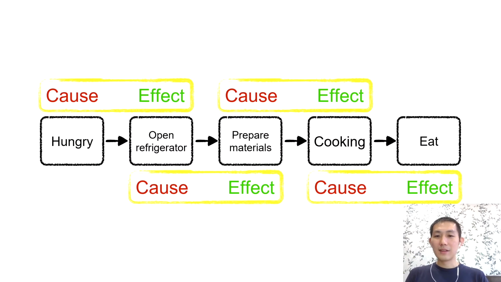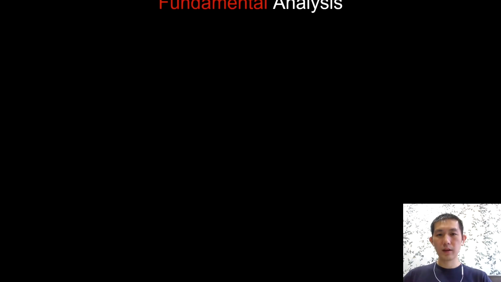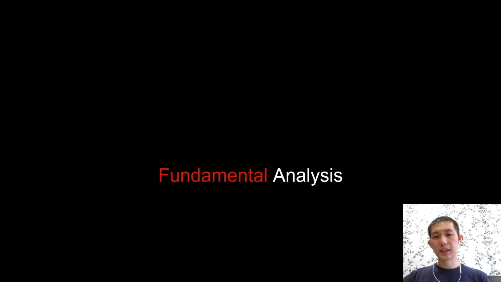And then before you are able to eat, you need to cook first, and that's where you finally get your food prepared and ready to consume, all that food to get rid of your hunger. So here we can see that there are multiple cause and effect relationships. So this is a simple process of how fundamental analysis would be thinking.